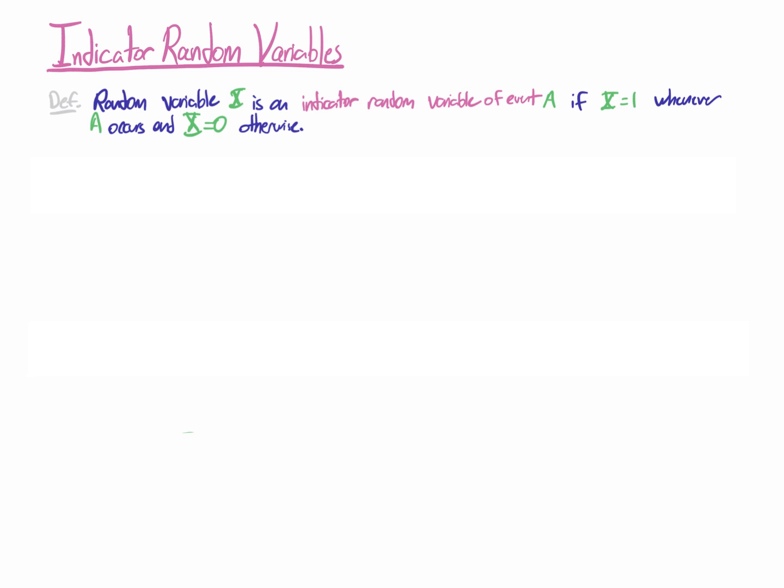So a quick example of this. A Bernoulli random variable is an indicator for a coin coming up heads. That's one way to think about it. The Bernoulli random variable has value 1 if the coin comes up heads and 0 otherwise. Here's a slightly more complicated example.